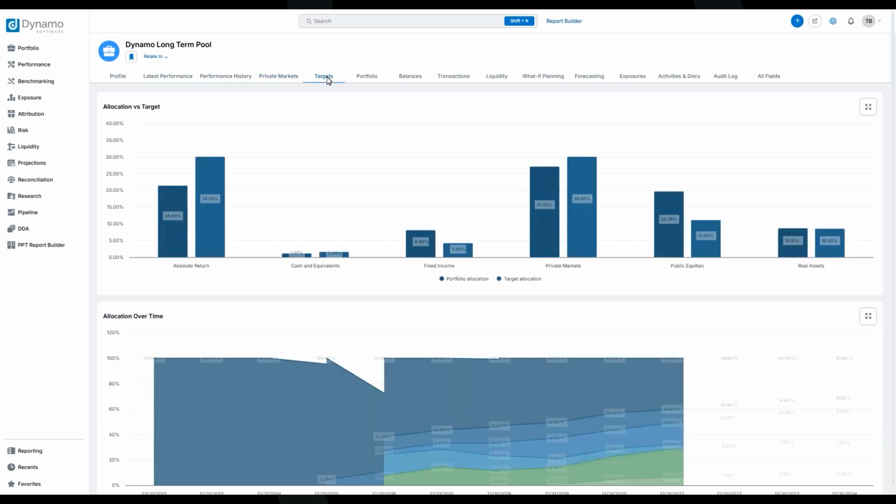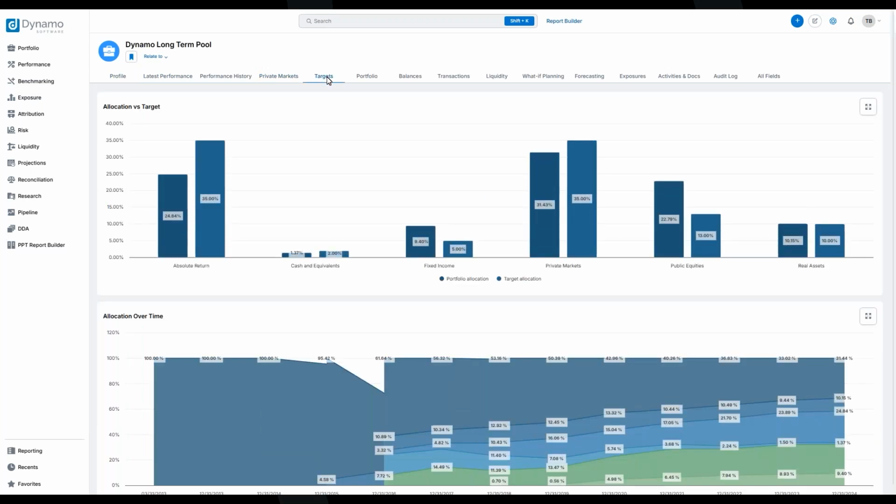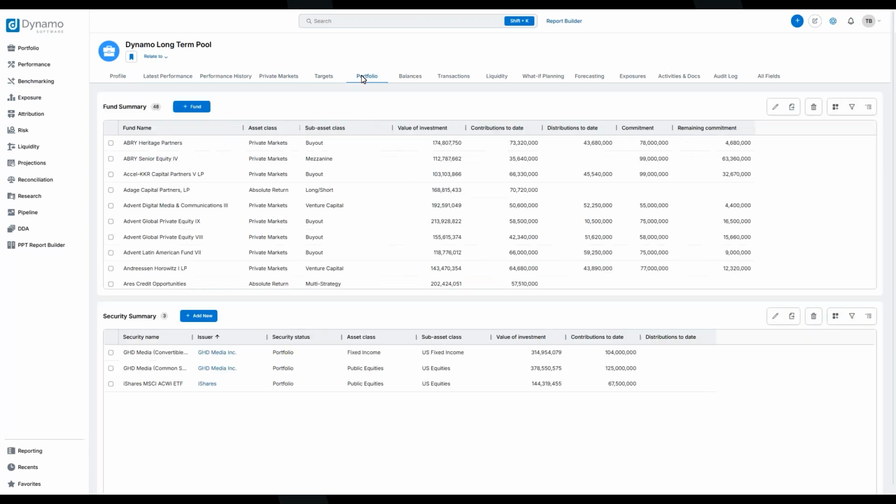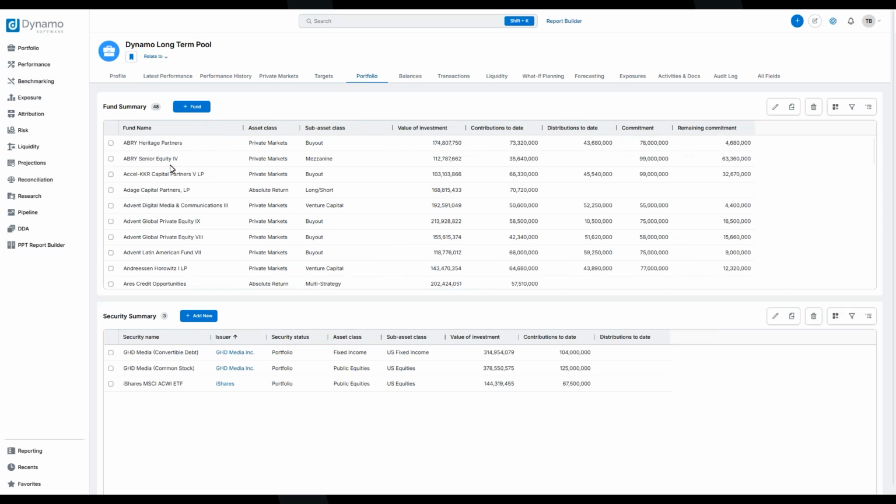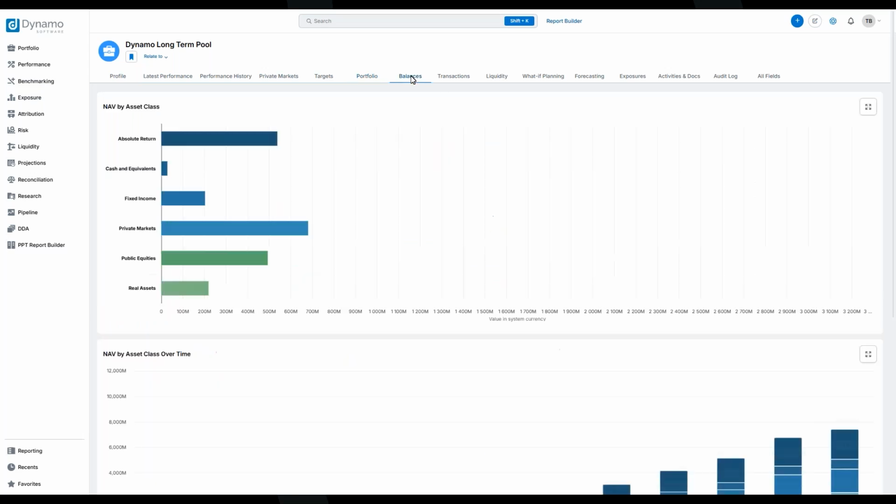Dynamo has the ability to look at targets, so I can see what our targets are and what the current portfolio looks like and how that has changed over time. And then I can come in and see my overall portfolio. So I can come in and see what I'm invested in. I can see each fund class. I can see sub-asset classes, the value, contributions, distributions, commitment, etc. I can see all of my historical balances and transactions.